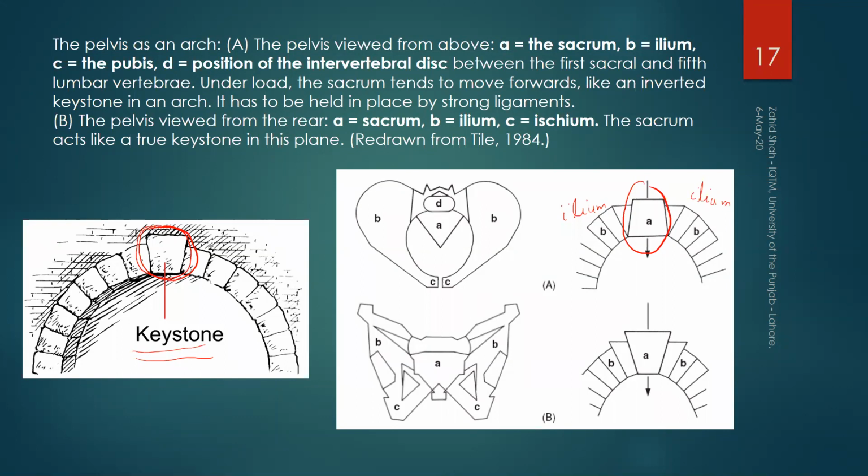This is just like a keystone in an arc. It has a very important stabilizing function, the joining function in our body, and in maintaining any posture, whether it is a seated posture or standing posture. So the sacrum acts like a true keystone in this plane as is shown in the figure.